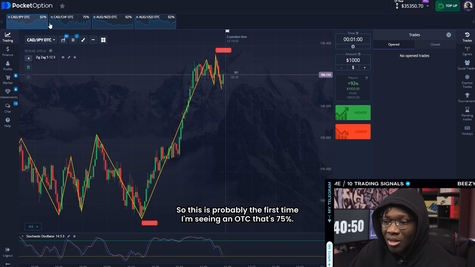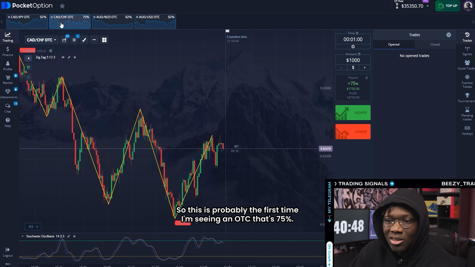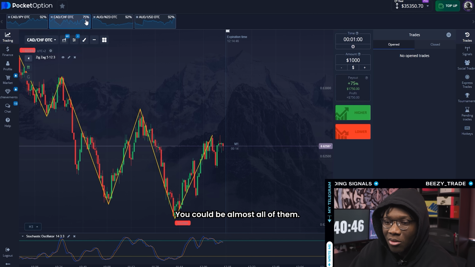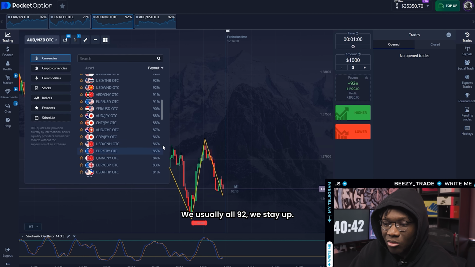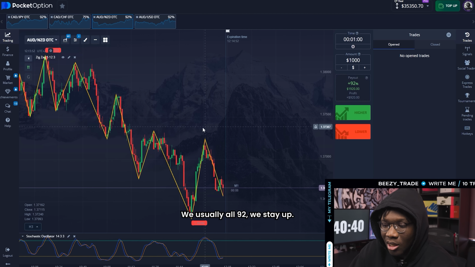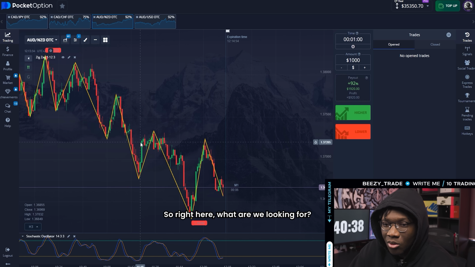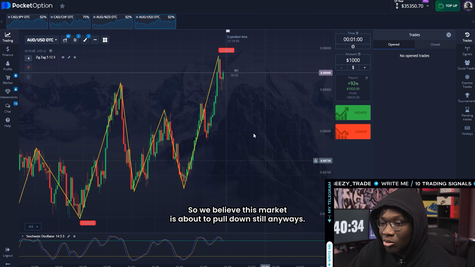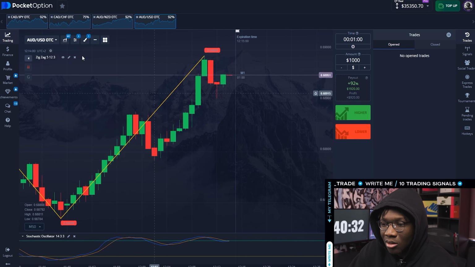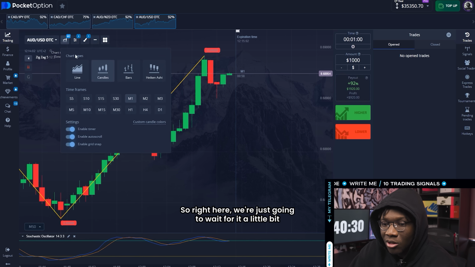So this is probably the first time I'm seeing an OTC that's 75%. Usually almost all of them I see at 92%. There are also ones for 80. They're usually all 92. So right here, what are we looking for? We believe that this market is about to pull down still anyways, right? So right here, we're just going to wait for it a little bit.